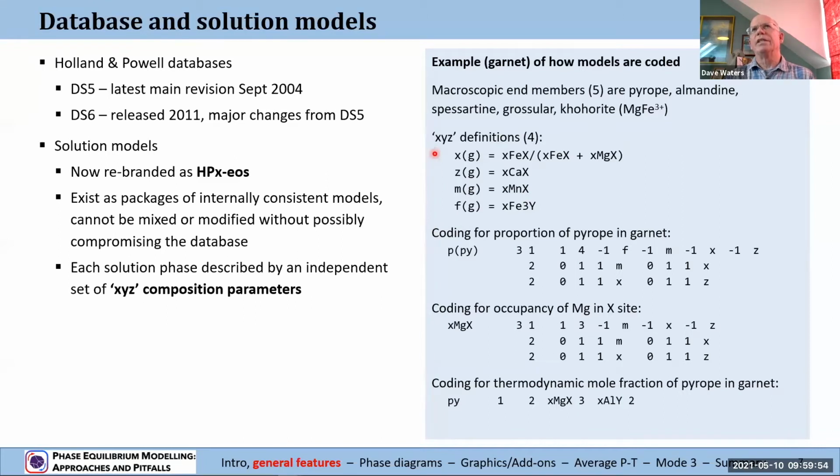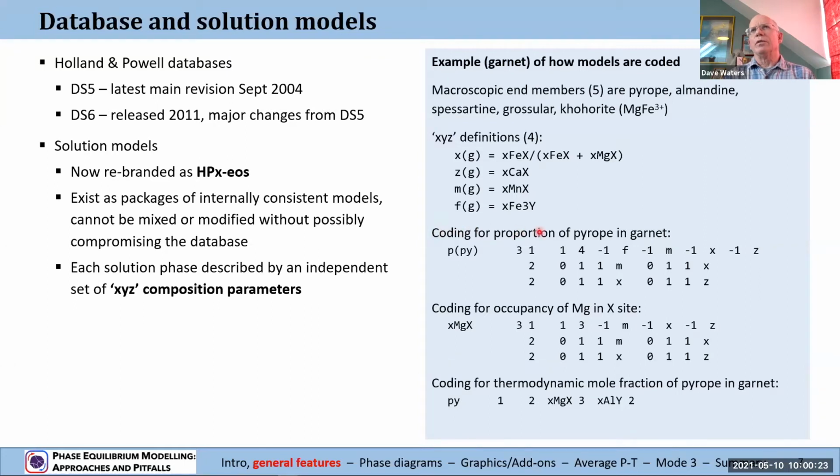In this particular case, the x for garnet is the mole fraction of iron 2+ in the large cation site over iron plus magnesium in that site. The z is the mole fraction of calcium in that large cation site, and so on for manganese. And f for ferric iron is the mole fraction of ferric iron in what's otherwise the aluminium site.